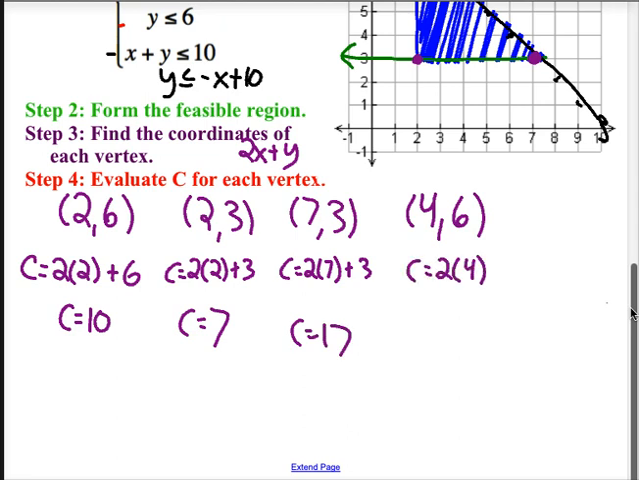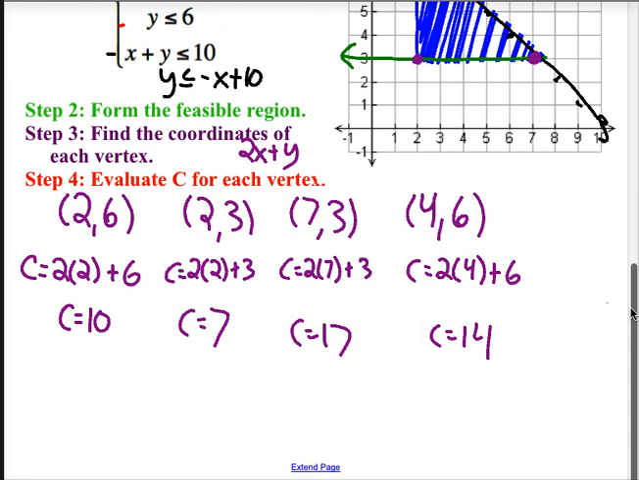2 times x plus y, 8 plus 6 is 14. So I take that objective function, and for every one of those vertices, I evaluate it because the minimum and maximum values are going to occur at those vertices. Okay, now I'm not going to show you the mathematical evidence of that. I just need you to understand that's where they are going to occur.